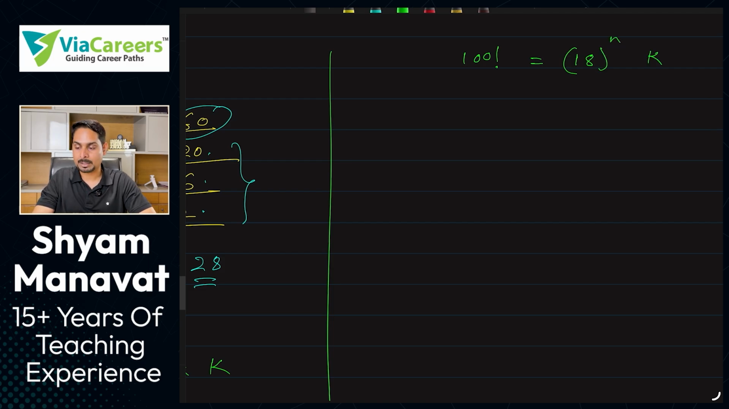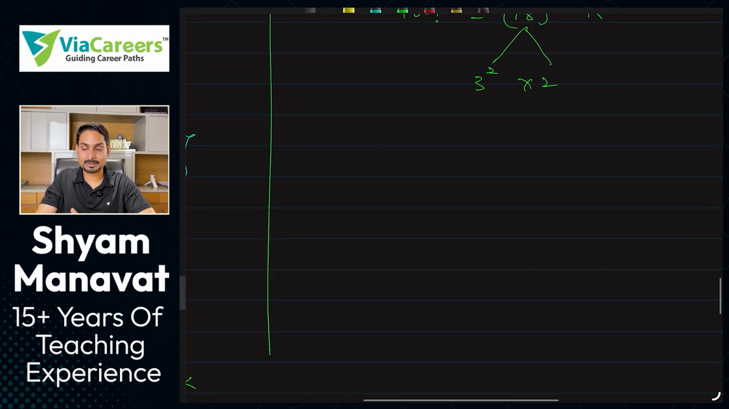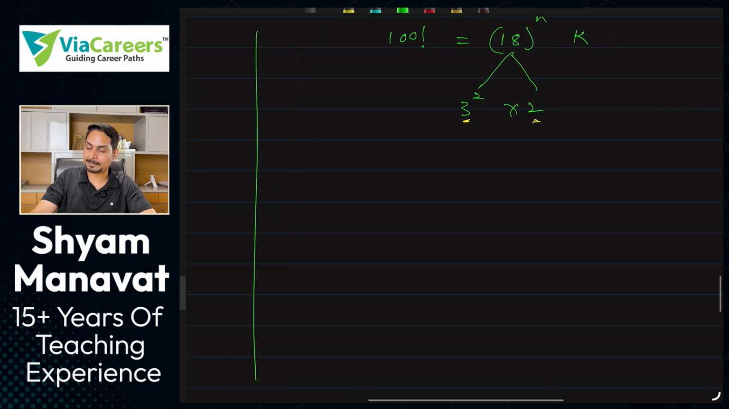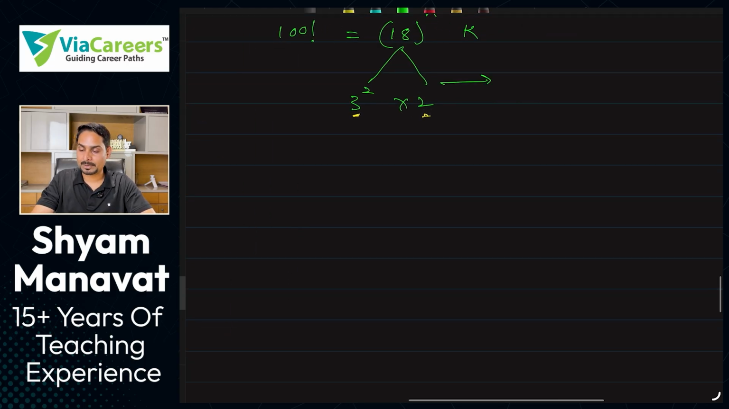That's the question. Okay. Now 18 is a composite number which you can write as 3 square into 2. Correct. Now what will you do? You will calculate the number of 3s, not 3 square. You will calculate the number of 3s and the number of 2s. Keep this in mind. Okay, go by prime factors. So first, what did you do? You write this in terms of prime factors.